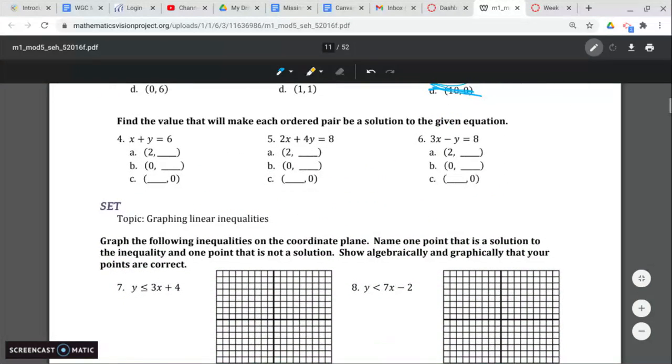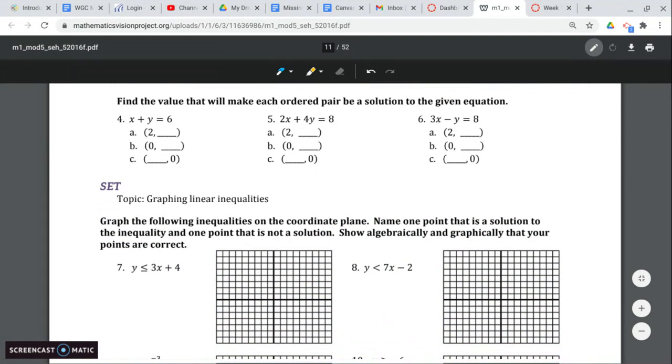All right, the next part, find the value that will make each ordered pair be a solution to the given equation. So once again, we're going to look at number 6. We're looking at the last one here. So we have 3x minus y equals 8. We're given 3 different ordered pairs, but we're only given one value in the ordered pair. We need to find the other. So for the first 2, we're given x, and we need to find y. For the last one, we're given y, and we need to find x.